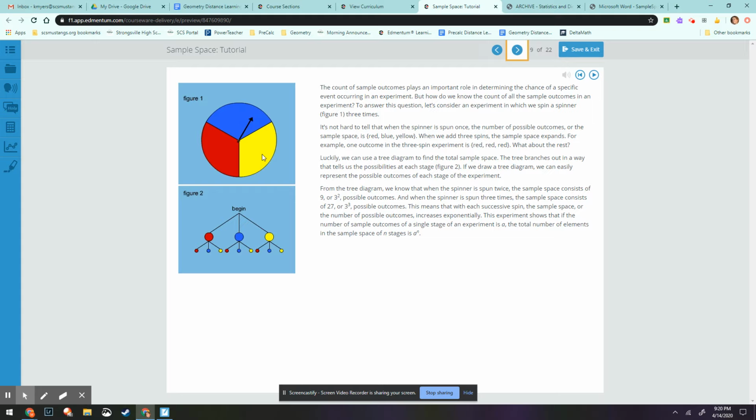However, let's say you spin it twice. Okay, and that's what this diagram down here is saying. If you spin red the first time, then the second time you could get red, blue, or yellow. So you could have red-red, red-blue, red-yellow. If you spin blue first, you could have red, blue, or yellow. So you could have blue-red, blue-blue, blue-yellow. And so if you count here, there are actually 9 outcomes if you spin it twice. So the sample size on that would be 9.